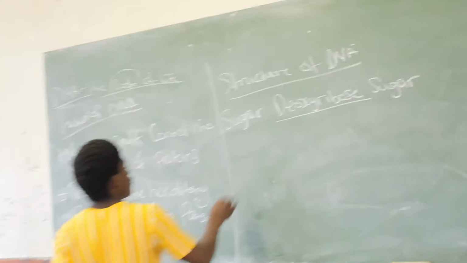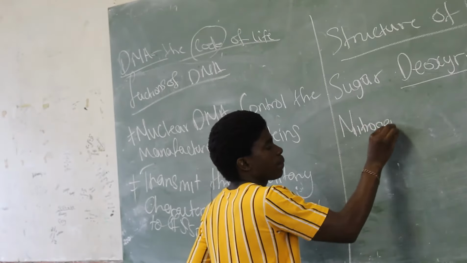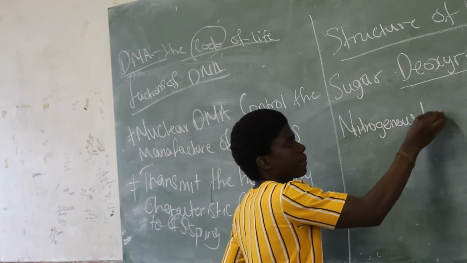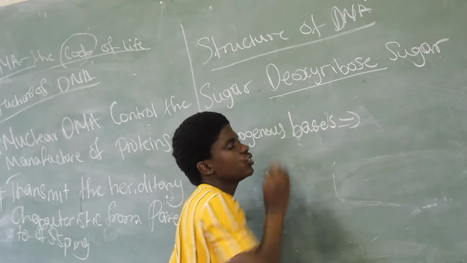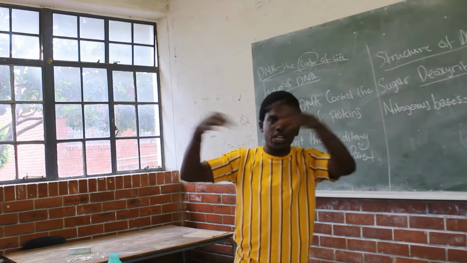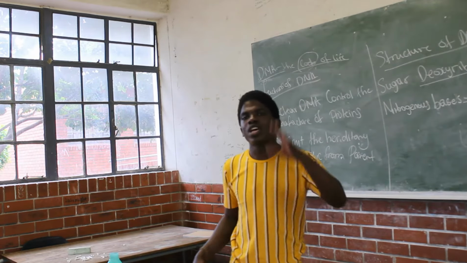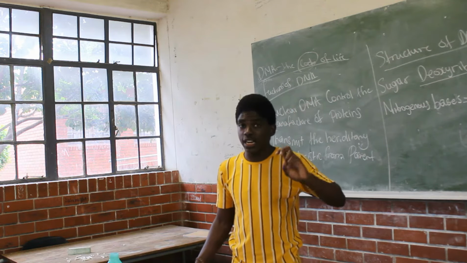And then we have nitrogenous bases. When we are talking about nitrogenous bases, as I did explain before, when we are talking about nucleic acids in combination, we have 5 nitrogenous bases between RNA and DNA.